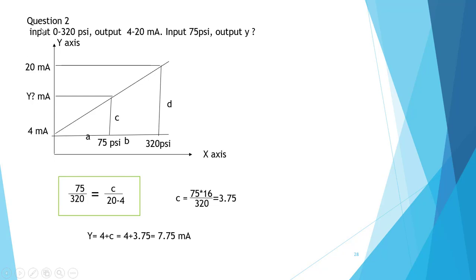Question 2. If the input is 0 to 320 psi and the output is 4 to 20 mA, if the input is 75 psi, what's the output? The output is 4 to 20 mA, the input is from 0 to 320. A is 75, B is 320, C is Y, D is 20. So C equals 3.75 mA.